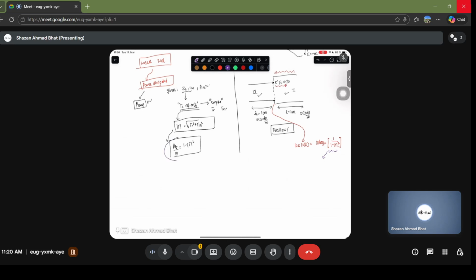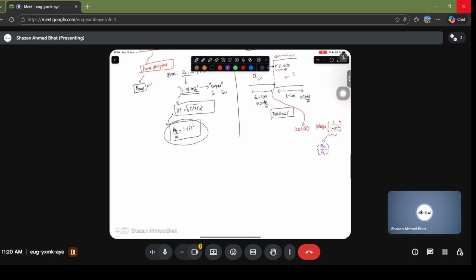Okay, and where does this 1 divided by 1 minus gamma square come from? It again comes from this particular thing. It's basically incident power divided by the transmitted power. So that will be the loss. So how much is incident and how much is transmitted, that is essentially giving you the picture of the loss. How much is basically lost.